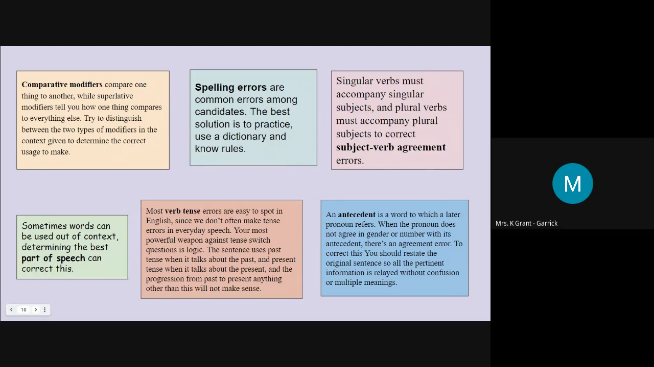Now, verb tense. Sometimes the error might be a verb tense, so it should have been past tense, but it is actually present tense. It should have been a future, or a perfect tense, or a continuous tense. I hope that you remember those from primary school, right? So we need to be able to spot those kinds of errors that are often used every day. And of course, an antecedent is a word to which a later pronoun refers. So when the pronoun does not agree in number, there's going to be an error in terms of the antecedent.